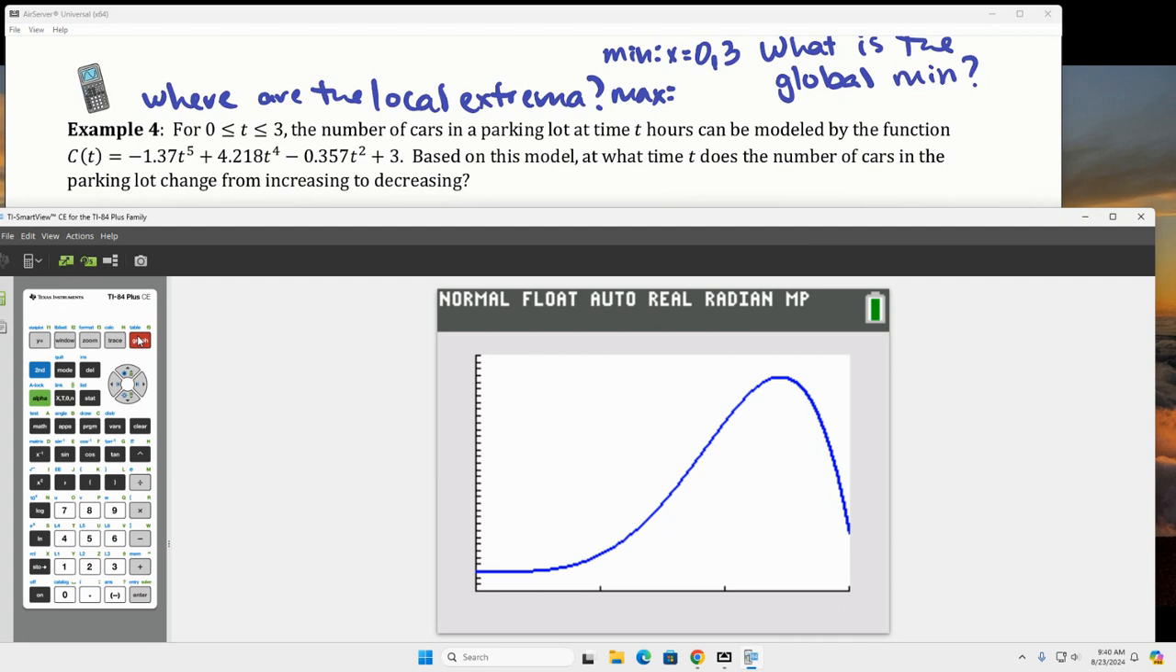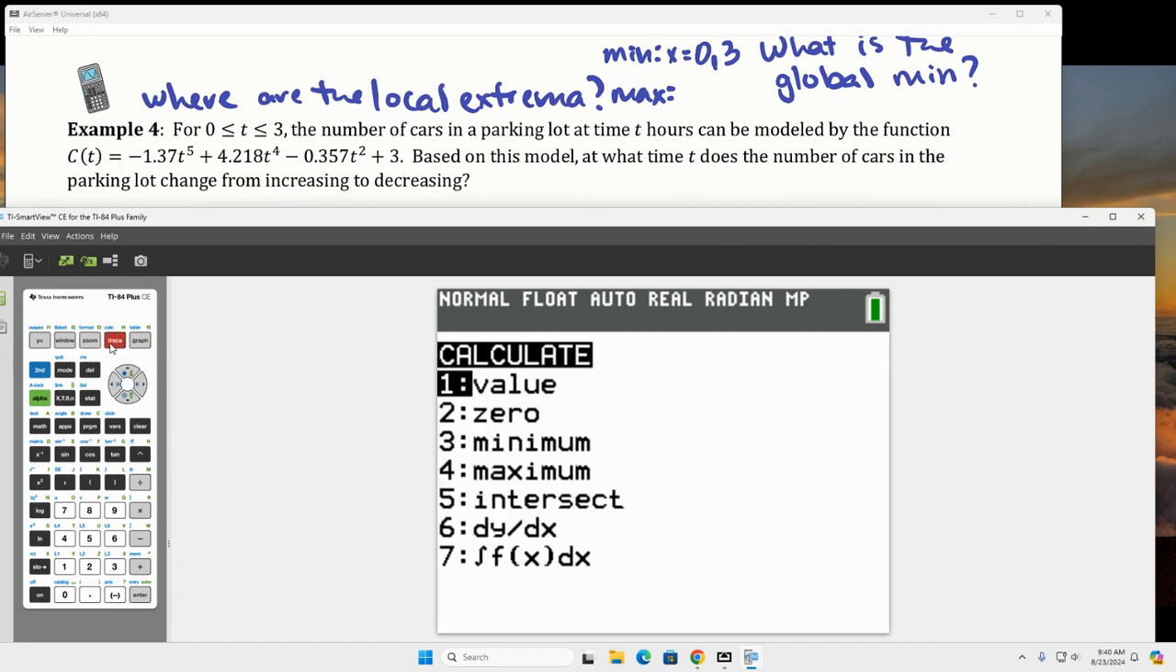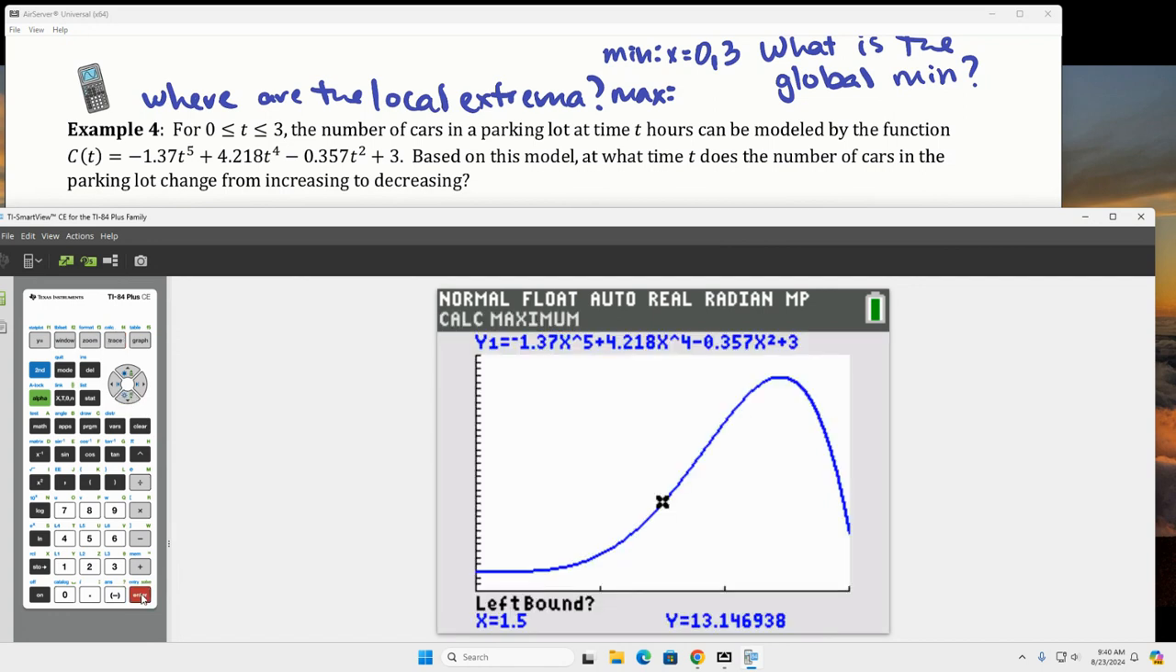All right, now that max. The max is kind of obvious because it's the top of that hill. Now we have to find it. We can't just trace to find it because it won't be accurate to 3 decimal places. So do you guys remember how to do it? Second trace, good. And since we're finding a maximum, we're going to choose number 4. So second trace, number 4.